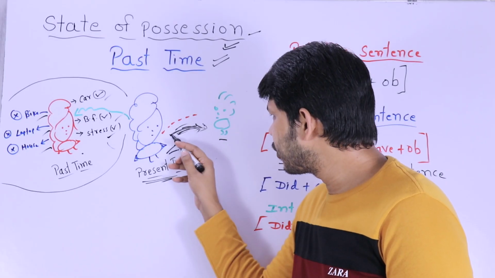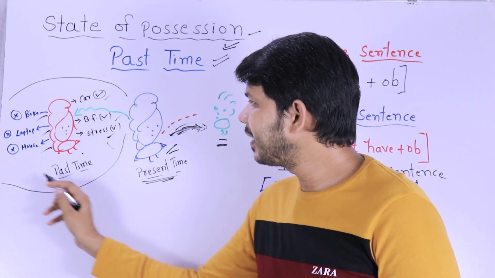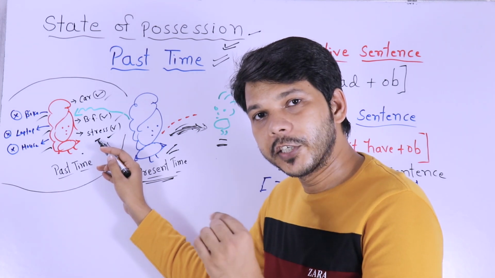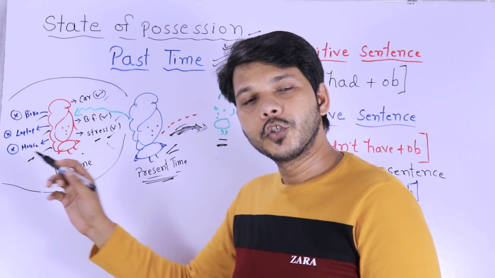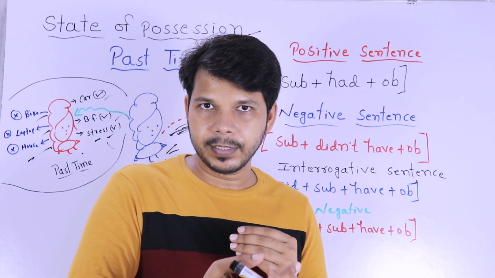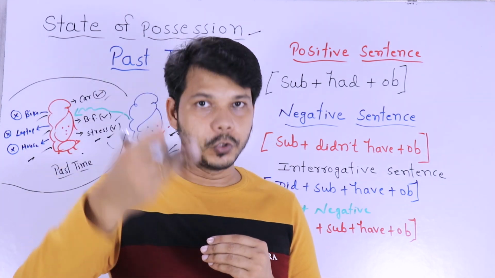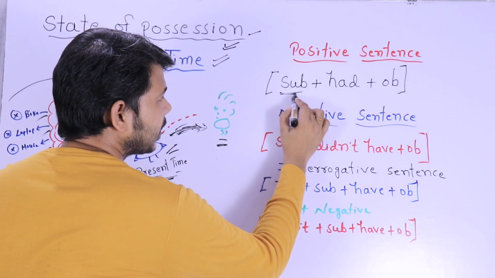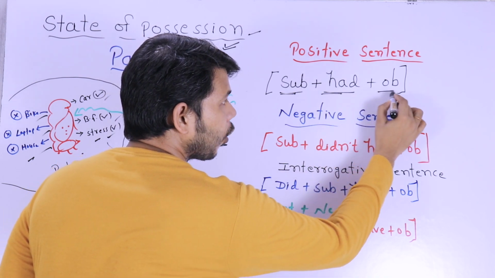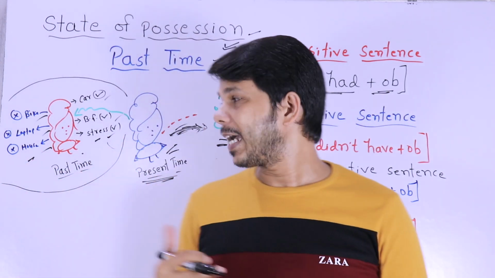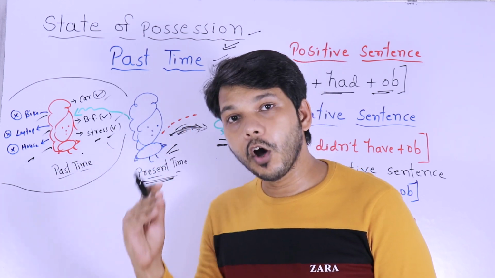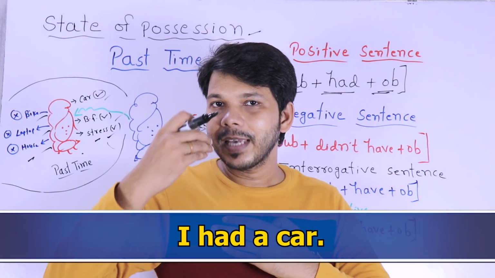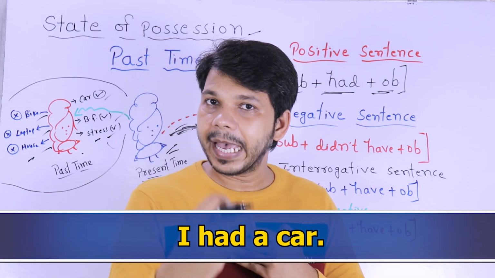Now in present she is talking to this guy about these things. So whatever belonged to her is positive and whatever did not belong to her is negative. So in order to say the positive sentences about past time, whatever belonged to you in past, you have to use this structure: subject plus had plus object. So if this girl has to say that a car belonged to her in past, she will say, I had a car. I had a car.